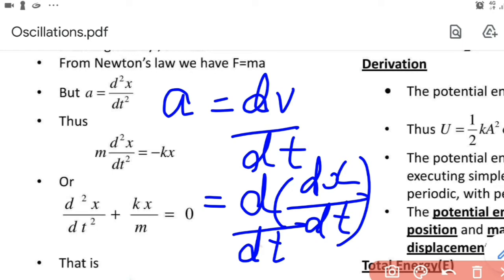We are just substituting in that expression. We have F equal to minus kx and F equal to ma, so we can equate ma with minus kx. So we have m into d square x by dt square equal to minus kx. We can rearrange that equation and write it as d square x by dt square plus kx by m equal to 0, where we have taken minus kx to the left hand side and divided the equation throughout by m. That is how we get that equation.